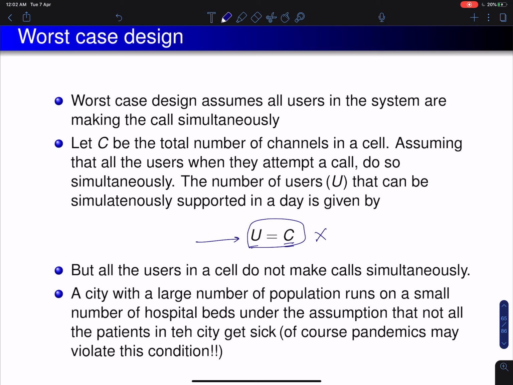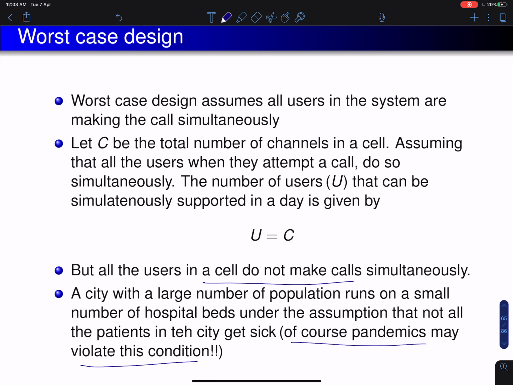One classic example to compare the situation is the number of hospital beds in a city. A city might have 1 million population, but you might have only 1,000 hospital beds. The reason being that not everyone falls sick simultaneously. Of course, in situations like a pandemic, as we are facing now, that condition may be violated. So there will be a statistical behavior model which characterizes the number of people who fall sick. Similarly, we can analyze how many people are actually going to make a phone call. We need to understand some kind of a statistical model.